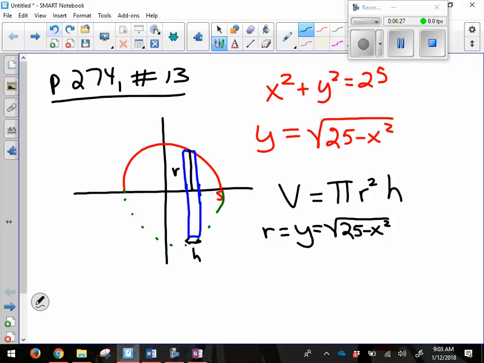Now the tricky part is h, which they call delta x.